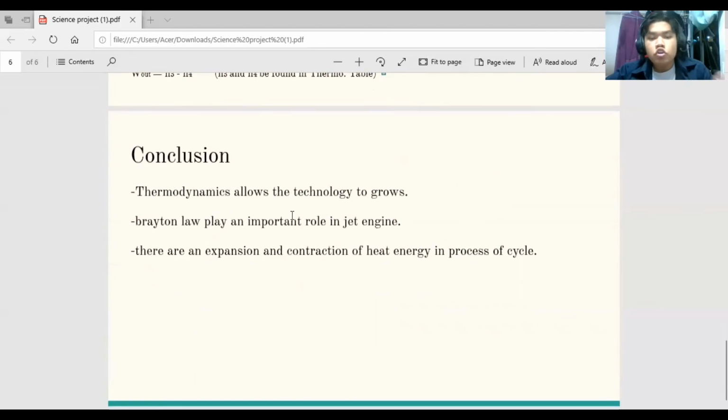Okay. In conclusion, we all know that thermodynamics allows technology to grow and even evolve because there is endless variety of knowledge that we can apply. Secondly, what we get in this report is that the Brayton law can play a very important role in the process of the engine because it involves conversion of energy, which is the basis of the first and second laws of thermodynamics. Also, the third one is that there are expansion and contraction of energy in the process of the cycle in the jet engine.